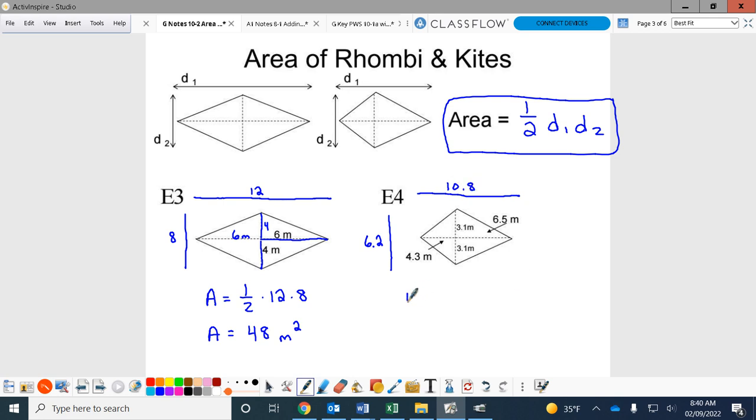Area equals 1/2 times diagonal 1 times diagonal 2. Again, it doesn't make any difference which one you put as diagonal 1 and which one you put as diagonal 2. None at all. Hey, what's that give you? 33.48. Okay, wait a minute, I got different answers.